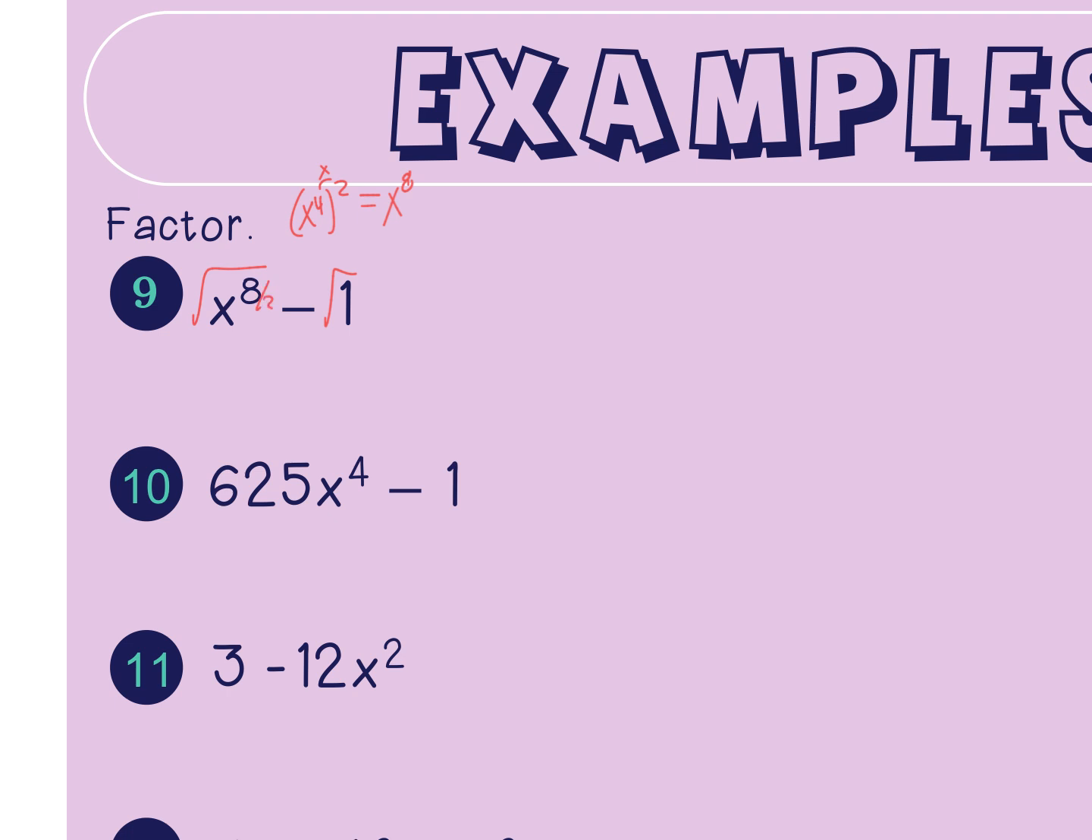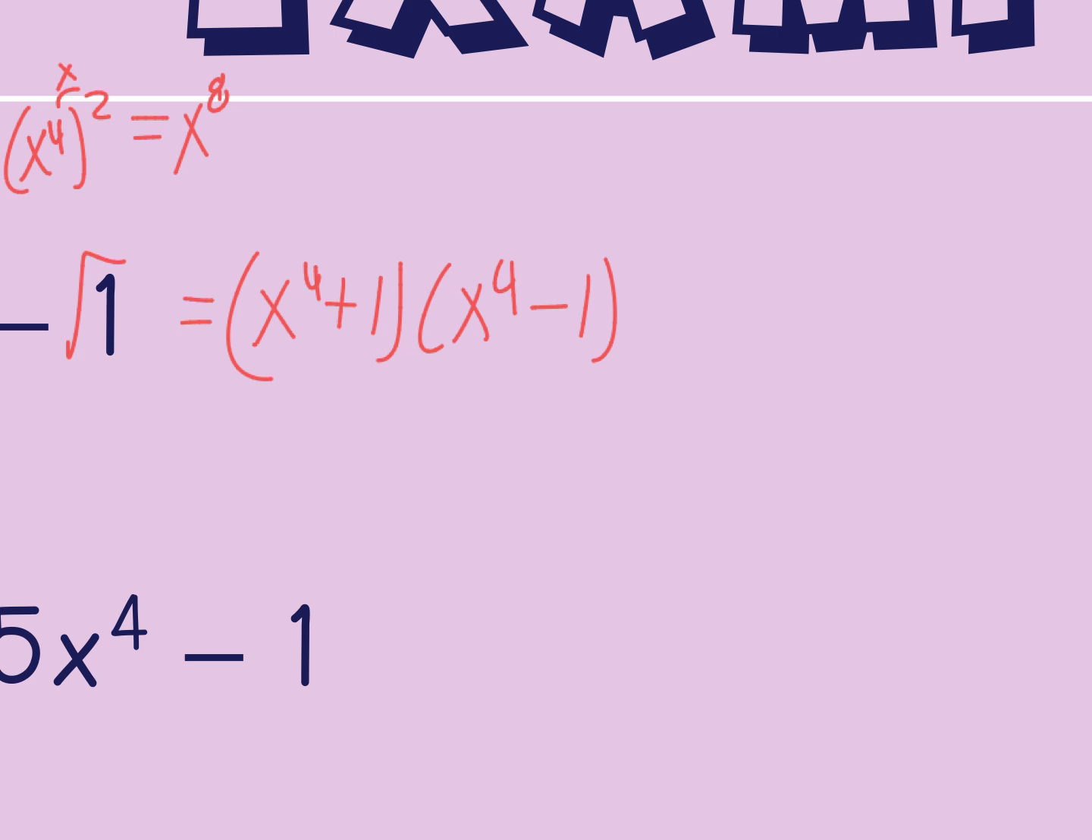So this is going to get me an x to the 4th plus 1, and an x to the fourth minus 1, right? But this is where the examples get a little bit more complex. Think about what's on the inside of these parentheses and see if there's anything more you can do to it. So x to the fourth plus 1, nothing more we can do to that.